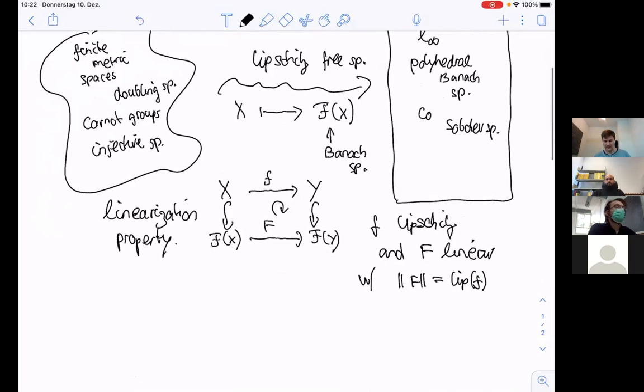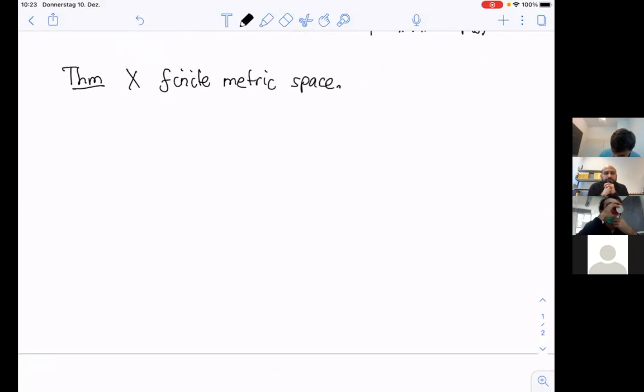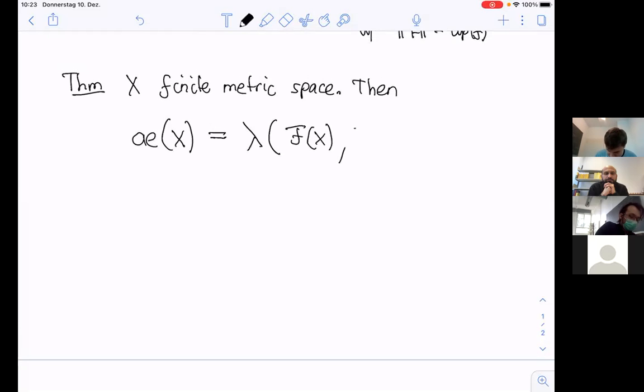I will now state my result, and then I will try to explain what all the symbols mean. Theorem: X is a finite metric space. Then the absolute Lipschitz extendability constant of X is equal to the projection constant of F of X in some large ambient space, which in this case is the free space of little c0. So this is the theorem.